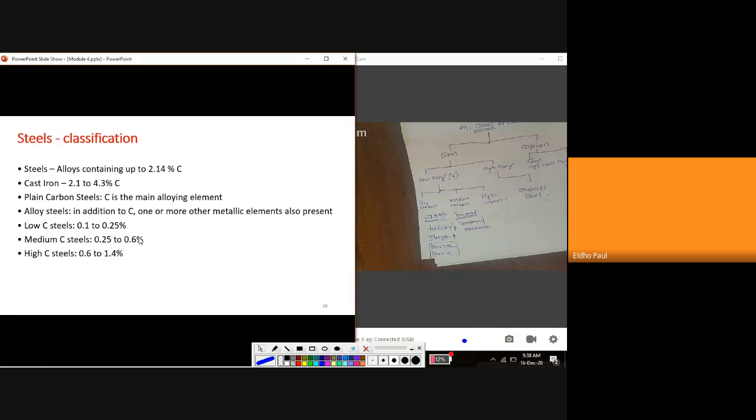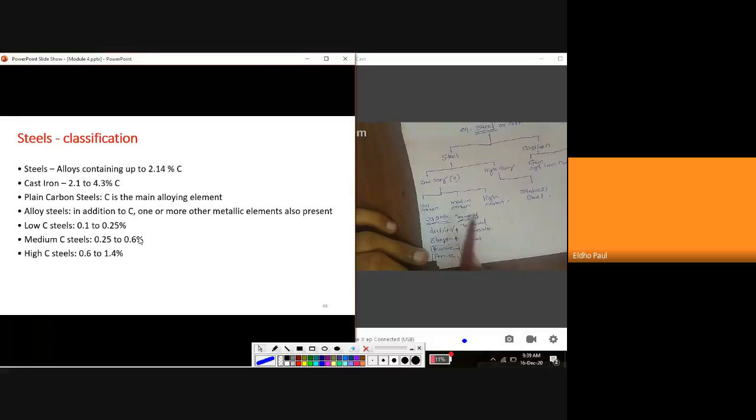And this medium carbon steel has good strength. Compared to low carbon steel, it has more strength. But the ductility is low compared to low carbon steel. But it has good strength and hardness also. It is a heat treatable one, and it has good toughness also. Strength, toughness, hardness, etc. are very high for medium carbon steel, but its ductility is low compared to low carbon steel.